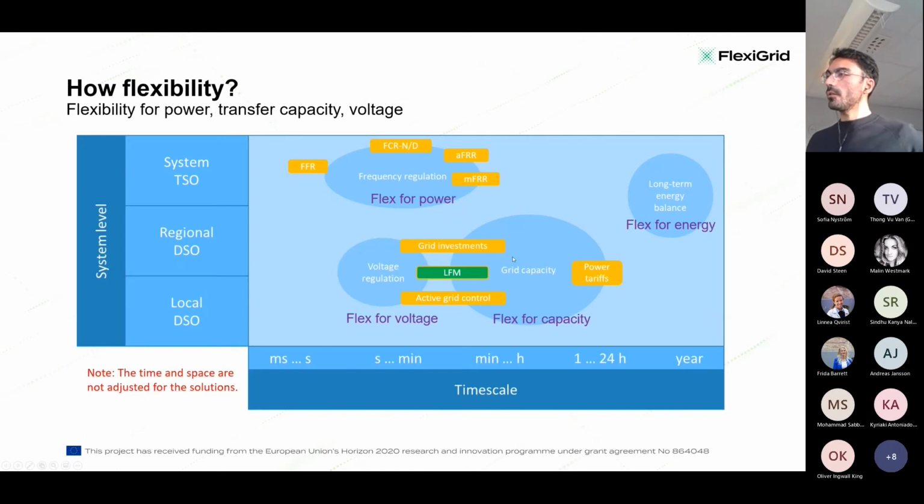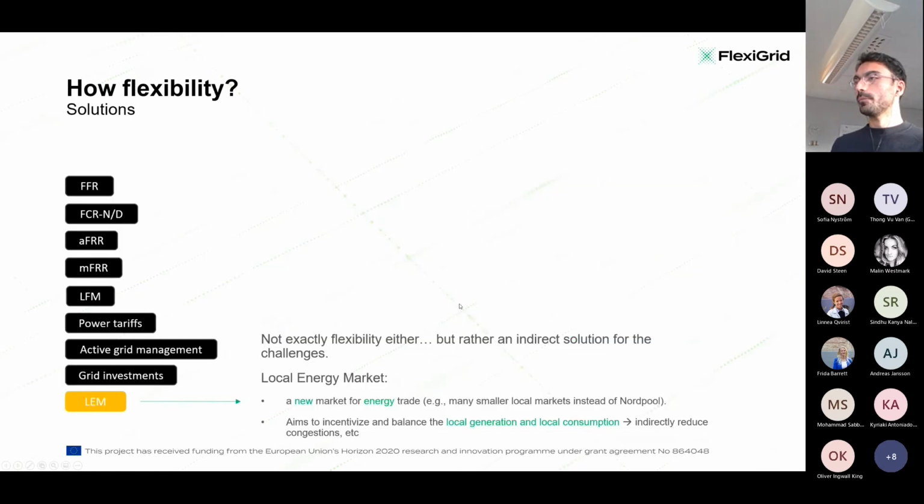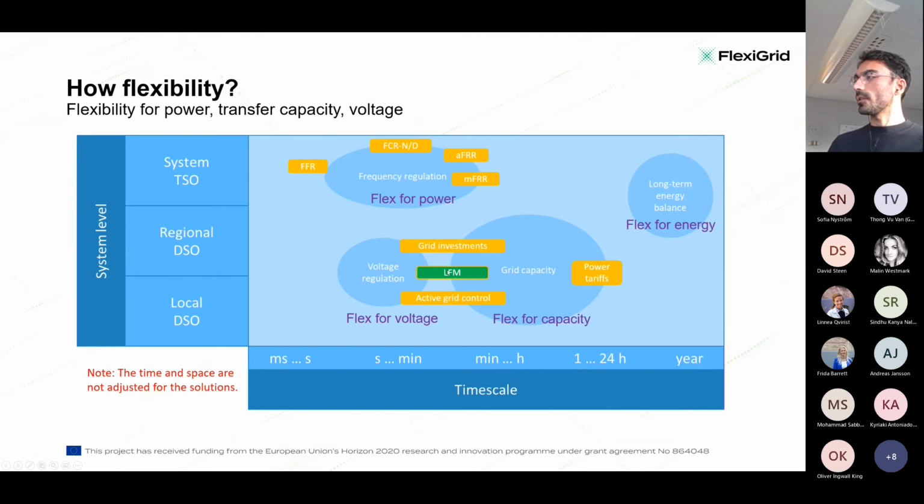So I have tried to put now here those ways to activate flexibility, obtain flexibility, in this figure that we had. So here you can see, for example, the balancing products are coming on this part of the figure. Then grid investments, local flexibility markets, active grid control, or power tariffs can come here, answer this part of the needs. And in this webinar, we are focusing on local flexibility markets mainly.